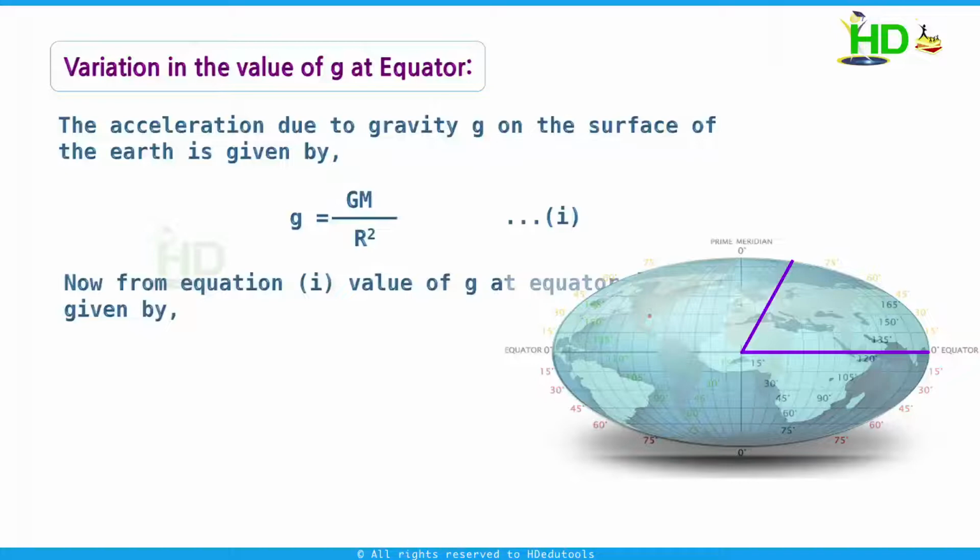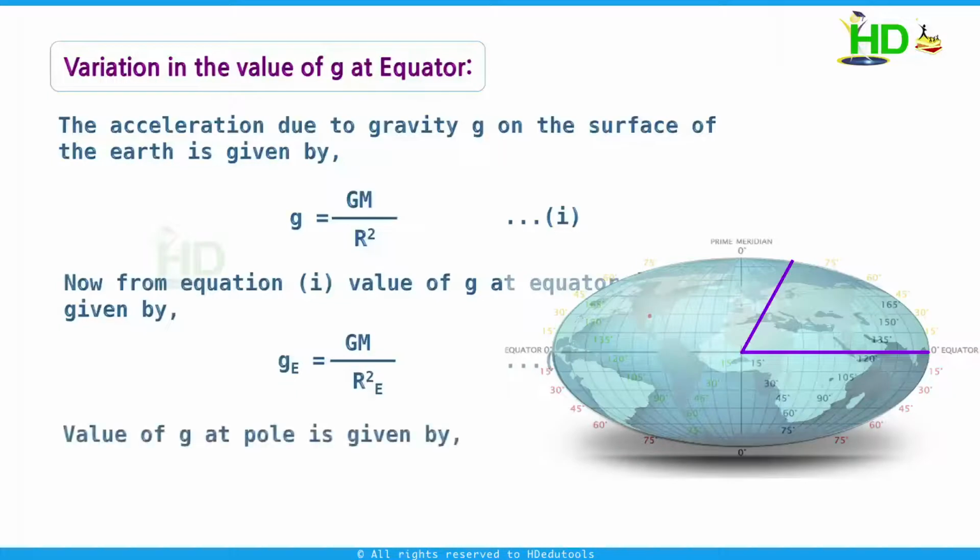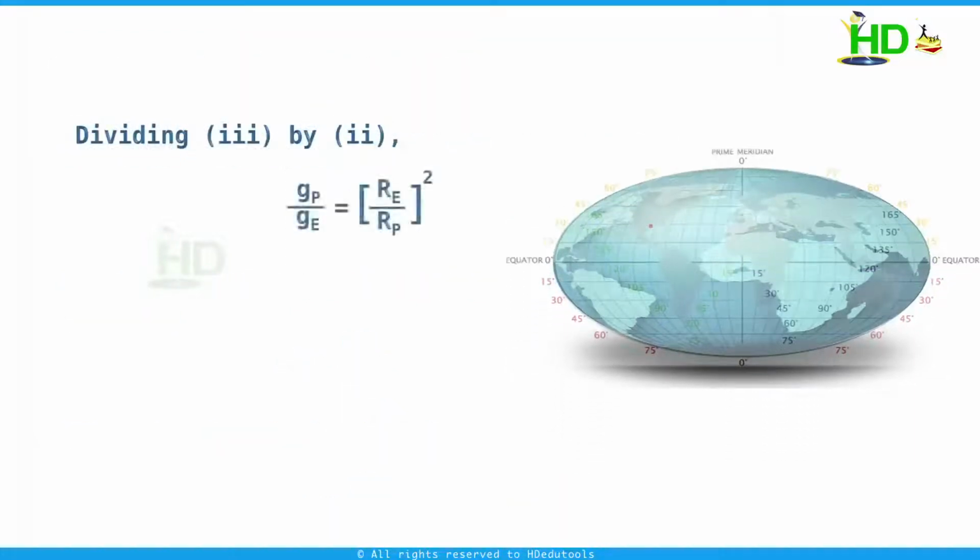Therefore, at the equator, the value of g is g_e = GM/R_e², and at the poles, the value of g is g_p = GM/R_p². Therefore, g_p/g_e, that is acceleration due to gravity at the poles to acceleration due to gravity at the equator, is equal to (R_e/R_p)². Already we know that R_e > R_p. Therefore, g_p > g_e.